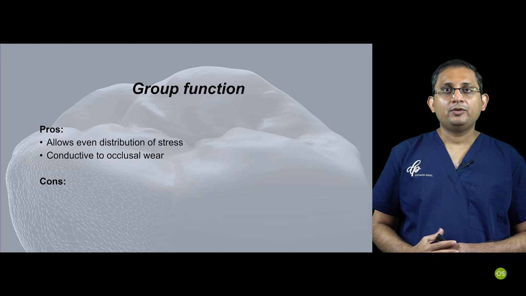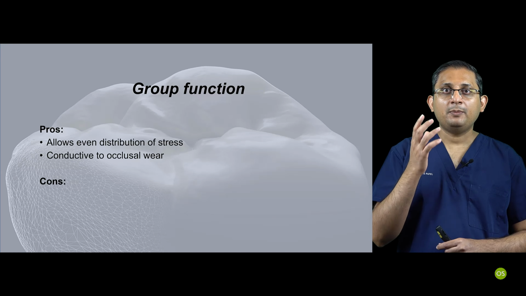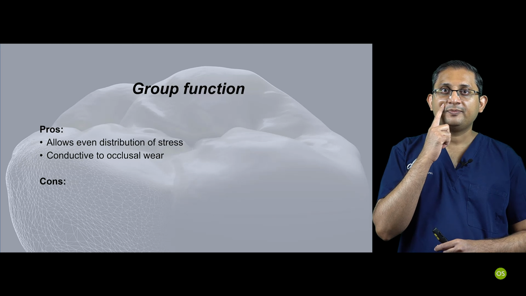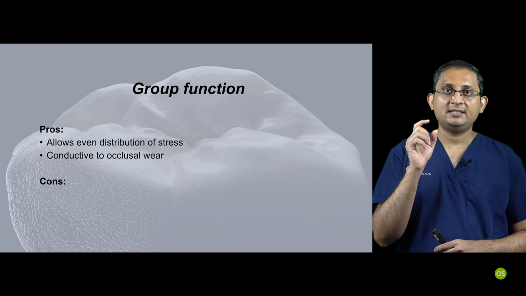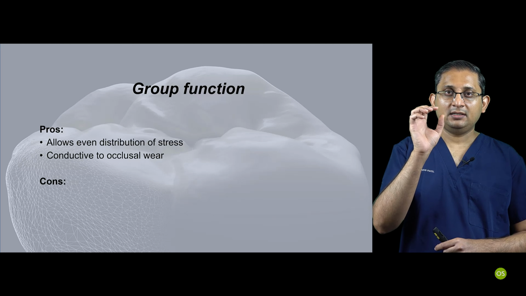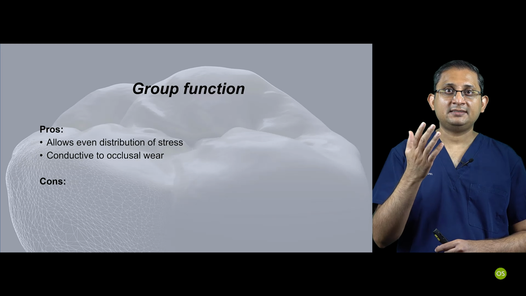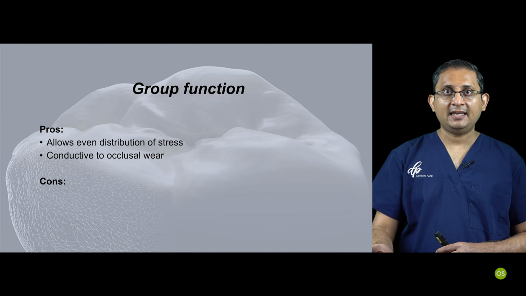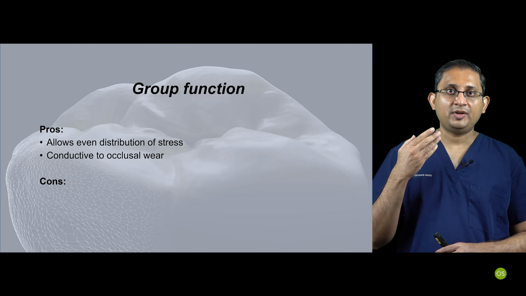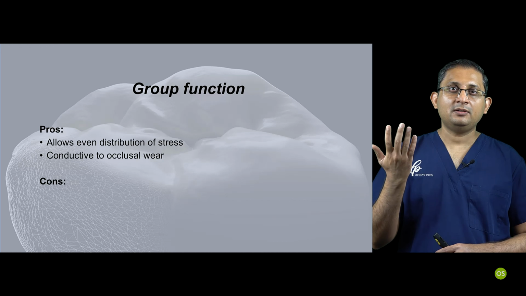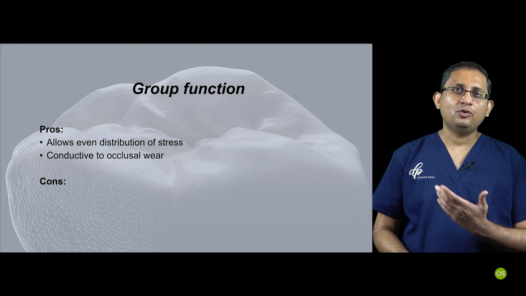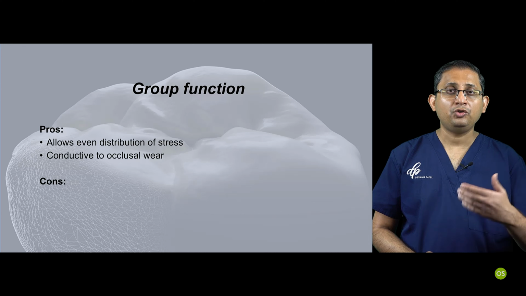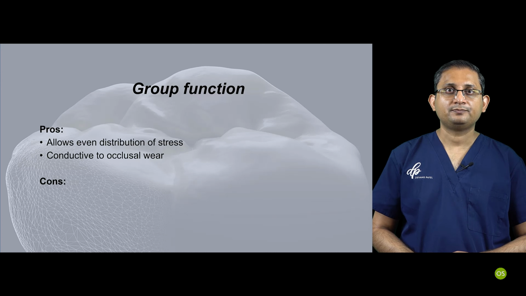One way to avoid that, if you're building canine guidance, is to take that canine out on the articulated models and assess where the rest of the guidance is going. So you're future-proofing your canine guidance. If you lose that canine guidance, you want the guidance to go to the premolars and then the mesiobuccal cusp of the molar. I wouldn't go further back than that. You could use a lateral incisor as well.